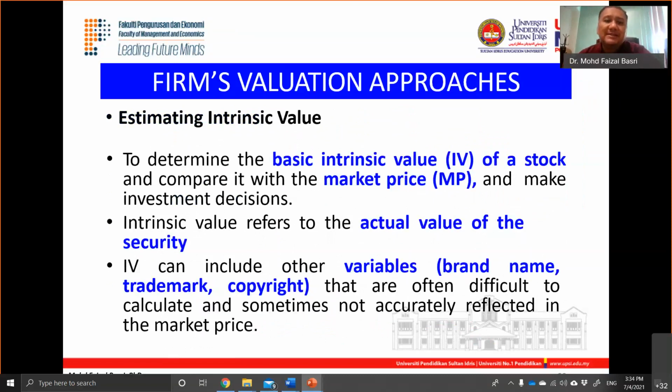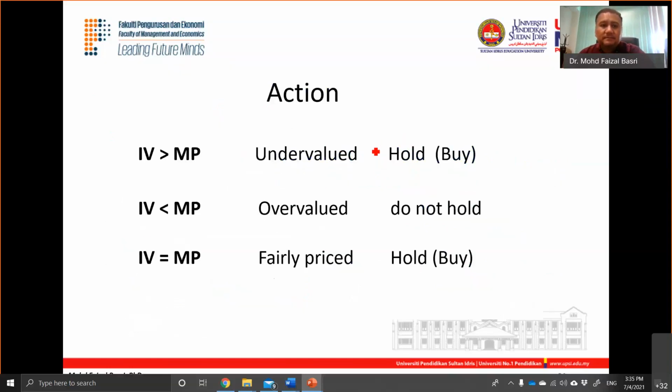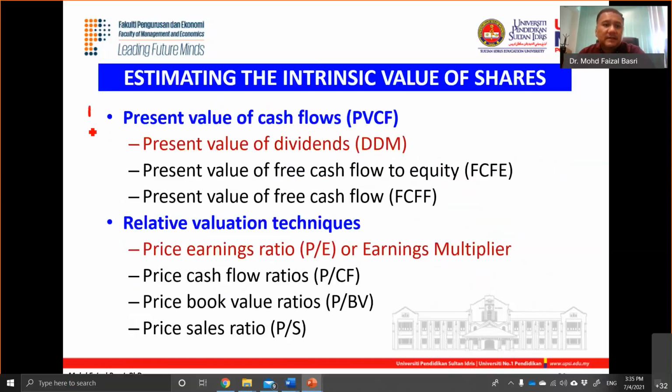But before we discuss about this valuation approach, maybe let's take a short break before we do the calculation section. So we are going to do the calculation section afterwards based on the valuation approaches. This will be the first one. This will be the second. So we're going to focus on this part here. Present value or dividend discount model based on the present value of cash flow.